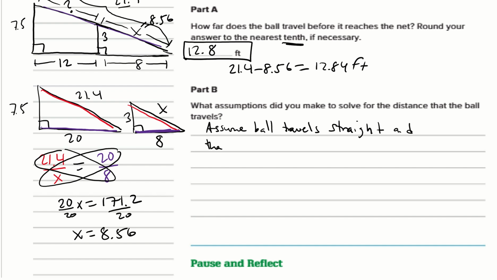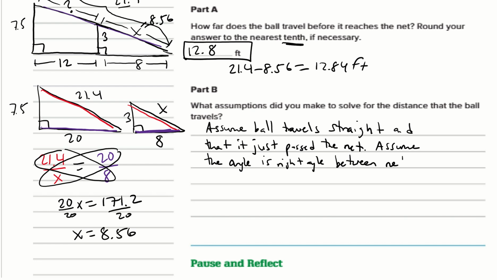And that it just passed the net. We also assume that this angle is a right angle between the net and the ground. And so on. Okay, so there's a lot of assumptions that made its way into this type of problem.